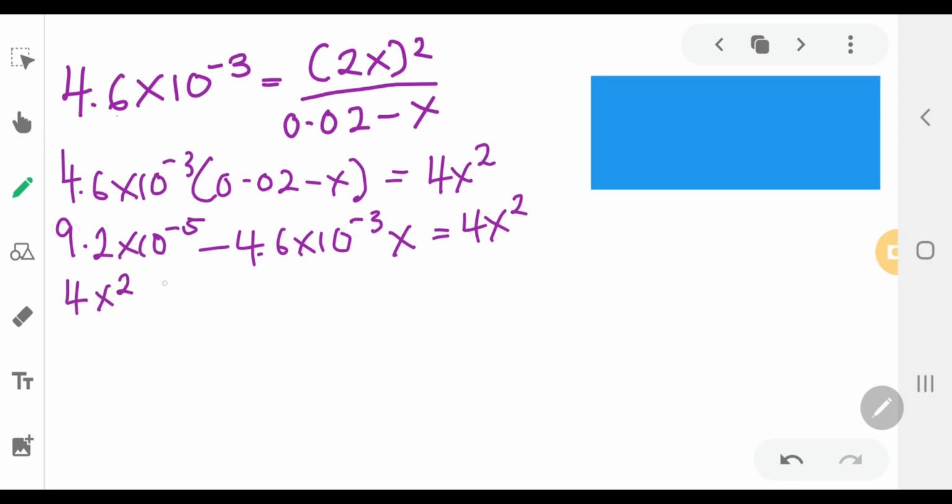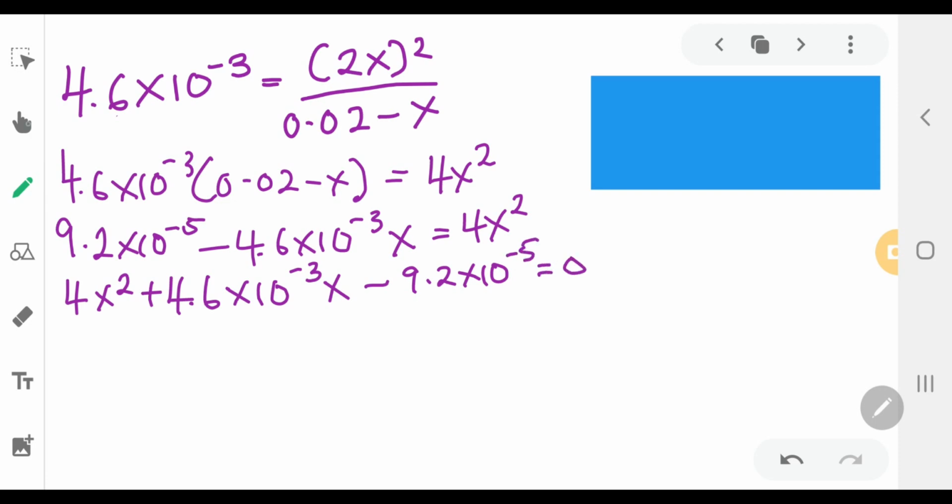You get something like 4x squared plus, because when this goes to the other side the sign changes, 4.6 times 10 to the power of negative 3 x, and then you take this 9.2 exponent negative 5 to the other side, then you get negative 9.2 times 10 to the power of negative 5 equals to 0. So basically what you have done here is some very simple mathematics that you have learned even before you reached the matriculation level.